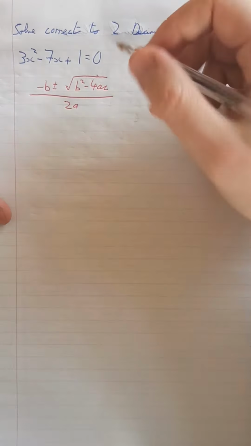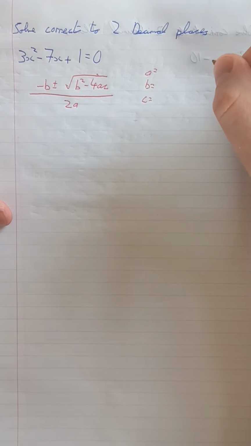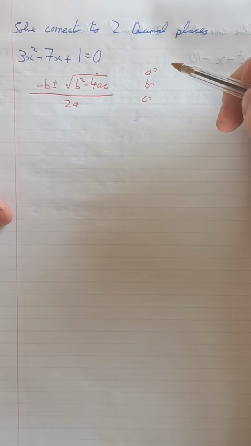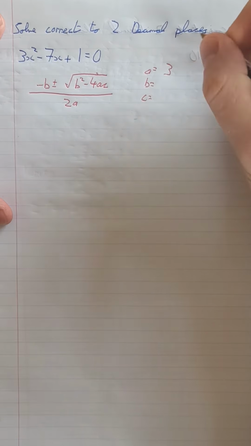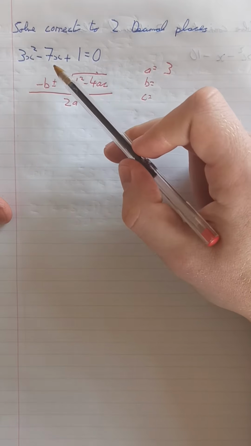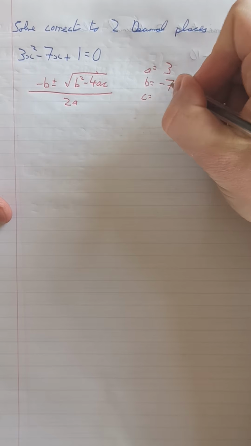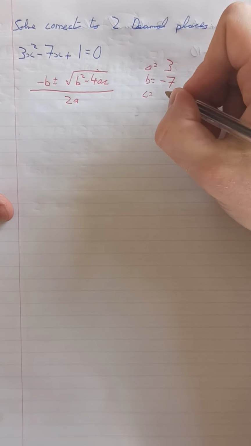Now I want to write down what a is, b is, and then c is. So a is whatever's with x squared, so that's going to be 3. B, the number with the x, so that is minus 7. And c, just a number on its own, so that's going to be 1.